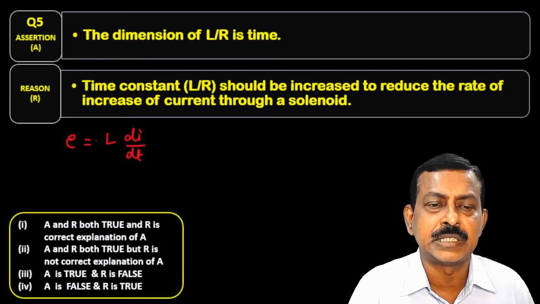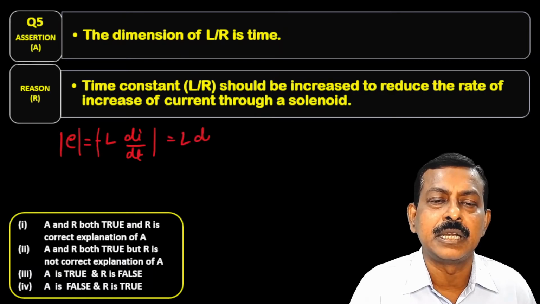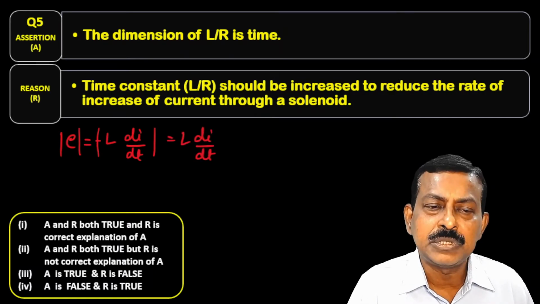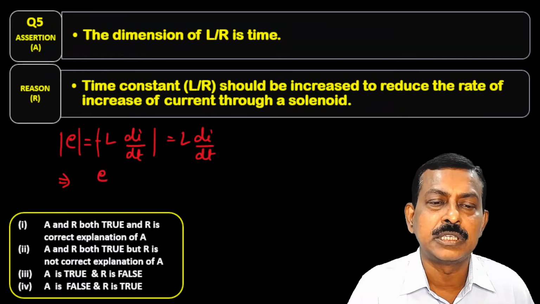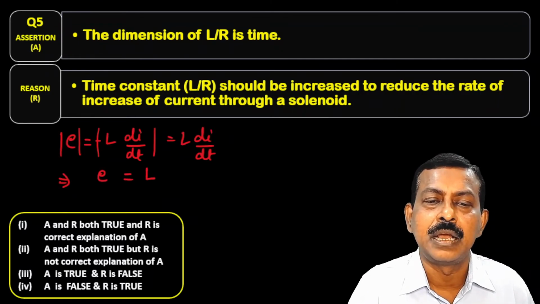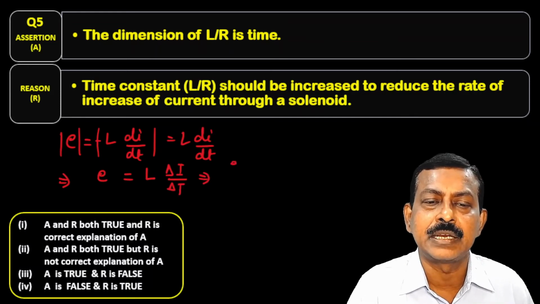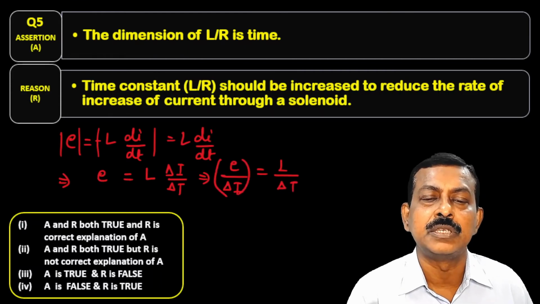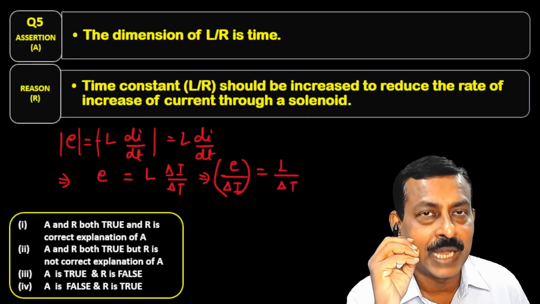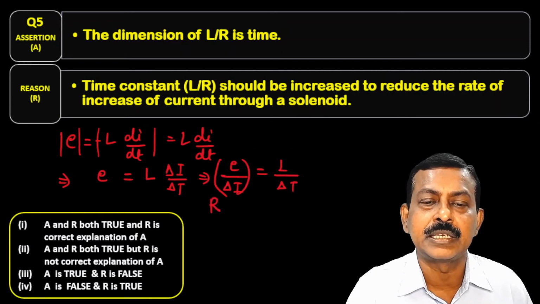Of course, it will be with a minus sign, but if I just take the magnitude, then we can take this as L di by dt. That means just for the relation's sake, because we need to find out the dimension. So this is your E, this is your L, and now I'm taking delta I, delta T. So for this case, I can write E by delta I, this is your L divided by delta T. Now this term is voltage by current, so dimensionally, it will represent resistance. So as it represents resistance, I can take it as R.